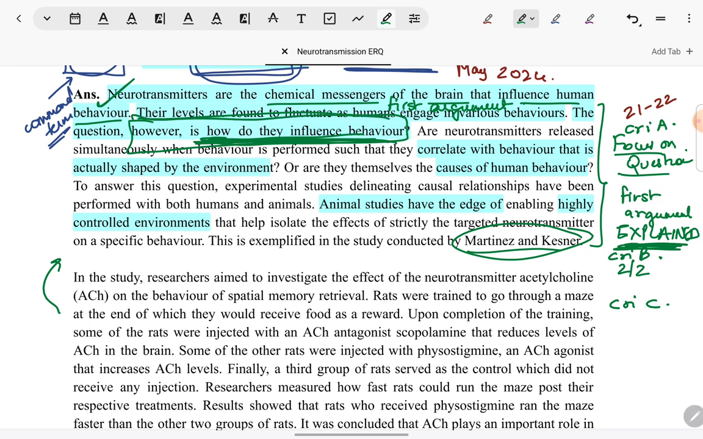Again, if I had just left it as how do they influence behavior and had not elaborated further, that would have shown I just have information. I don't have knowledge. I don't know what this argument means. Because I have explained it fully, it shows that I have knowledge about what the argument is. So I score on criterion B as well. I fall in the 5 to 6 mark band.